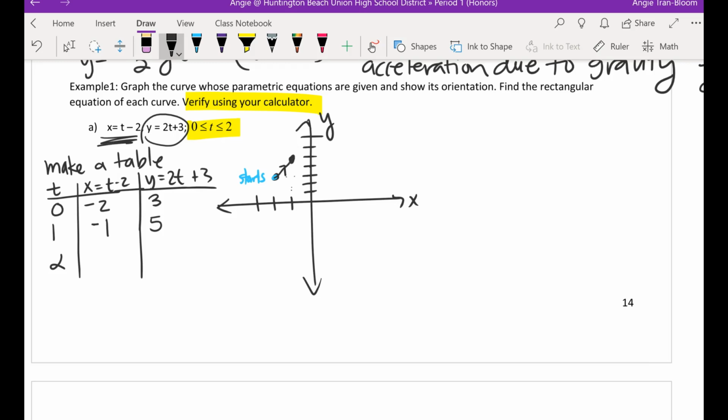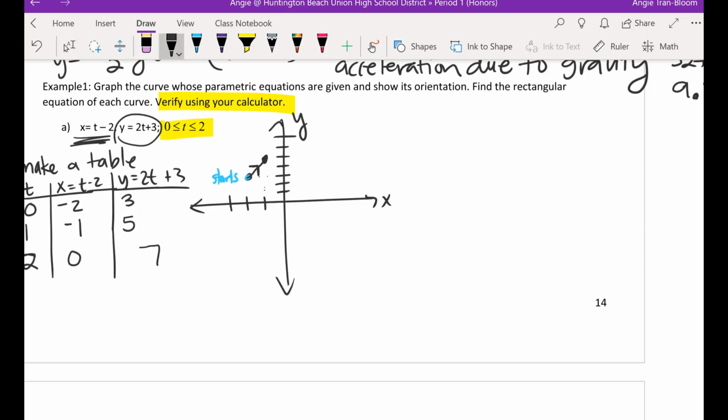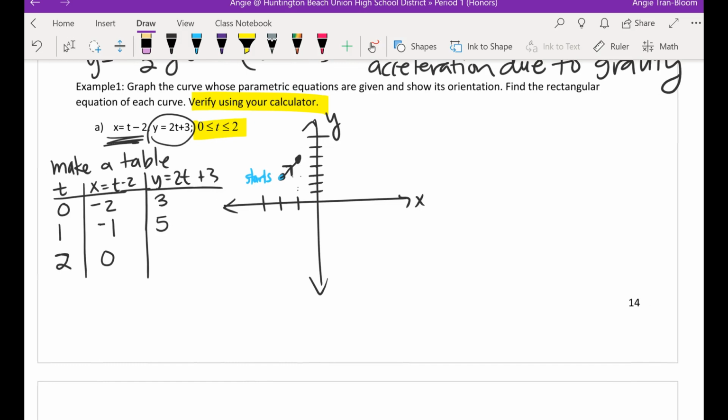It said, show the orientation, so you're going to need to use the arrow to tell me that you're going to the right. Then the last one, we are going to stop at 2 seconds. At 2 seconds, x is going to be 0, and y is going to be 7. Remember, you're not plotting time. You're using time to find x, and you're using time to find y. So we only are plotting x and y.